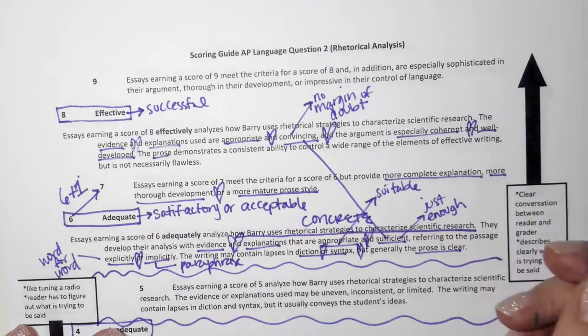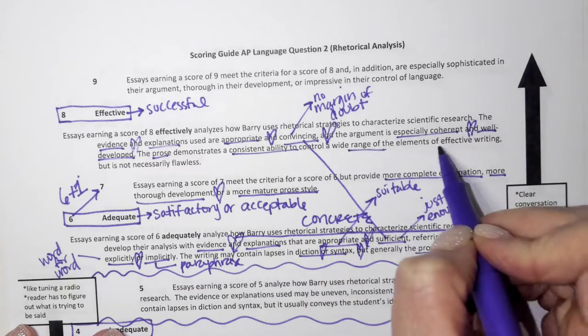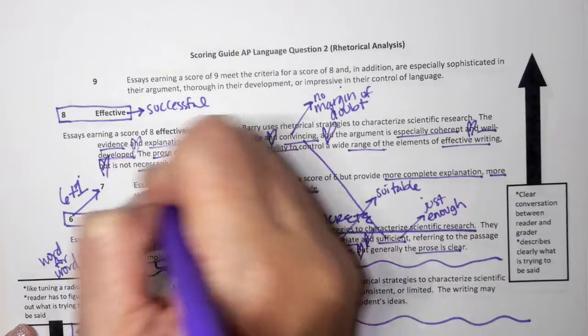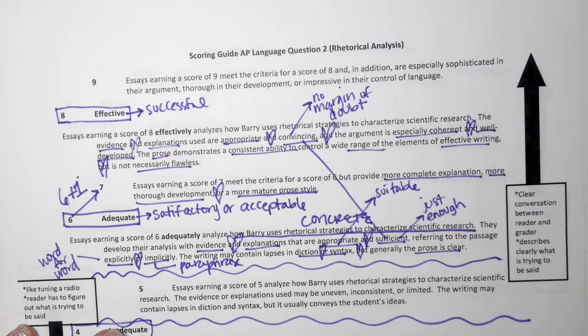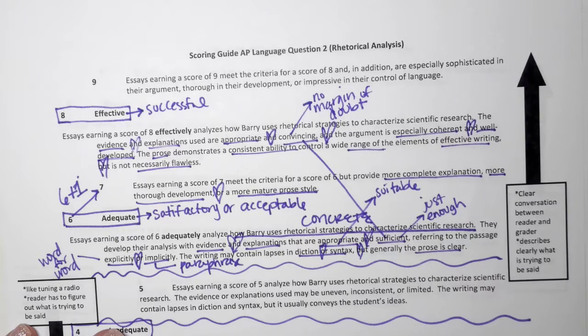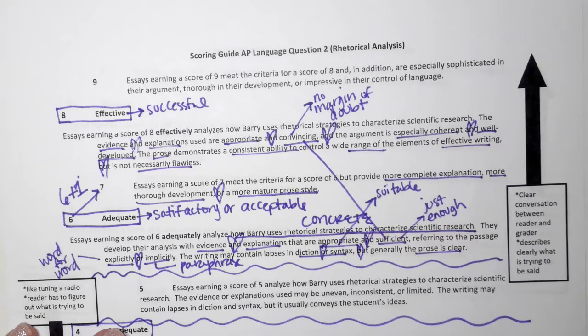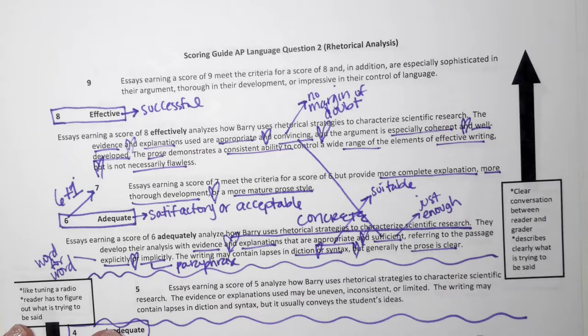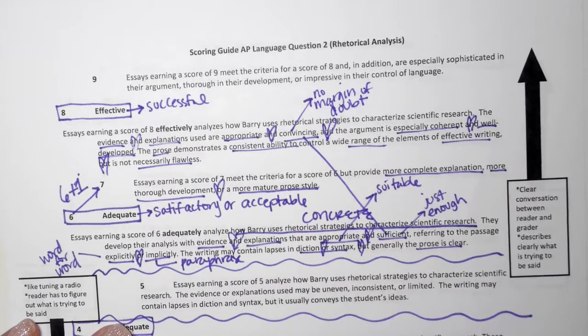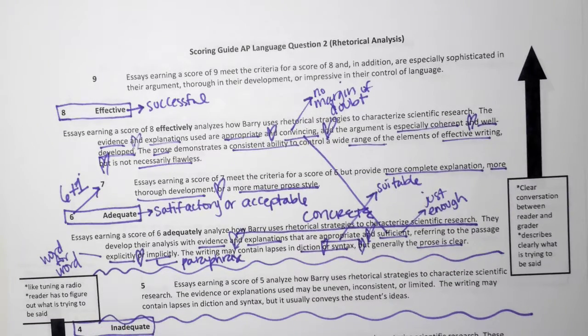The prose demonstrates a consistent ability to control a wide range of the elements of effective writing, but it's not flawless. We score this, and we say score instead of grade, because grading is like what you do in math, where you're looking for right and wrong answers, and you tick, tick, tick. Scoring means I'm looking holistically at the whole piece, and as a whole, what is it scoring, okay? So we score it as a draft. We don't take off for spelling, punctuation, or grammatical errors unless they get in the way of understanding. Then it just won't allow you to rise to a higher score.